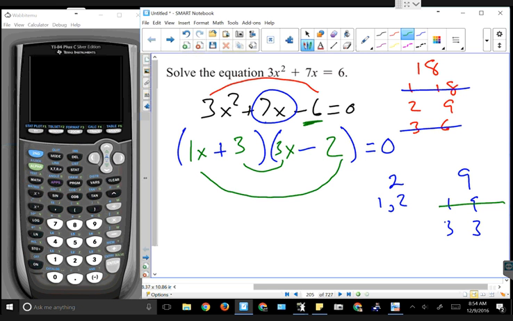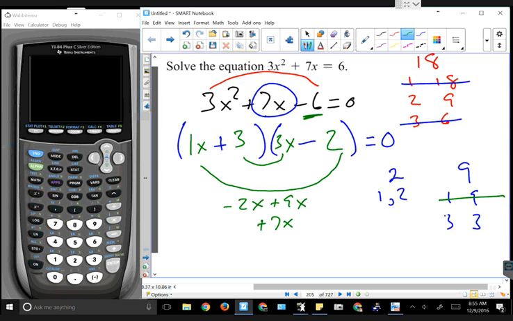How do I know this? Okay. I know this because 1x times 3x is 3x squared. 1x times negative 2 is negative 2x. 3 times 3x is plus 9x. When I add these together, I get a positive 7x. 3 times negative 2 is negative 6. So I factored this. I have yet to solve it. Okay? I've only got it factored.